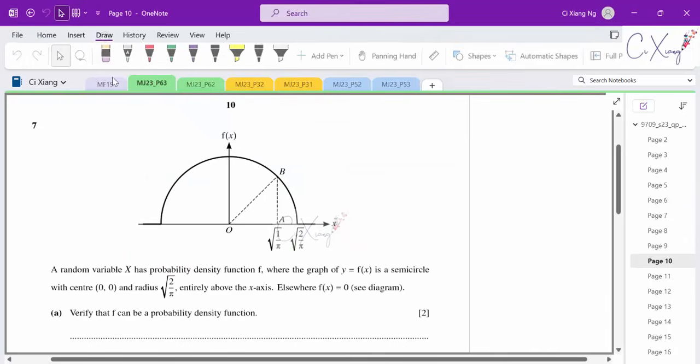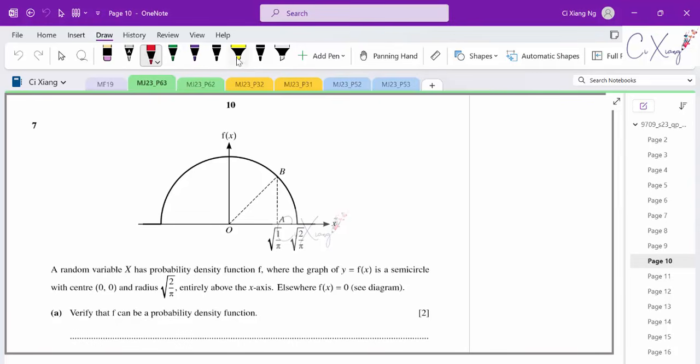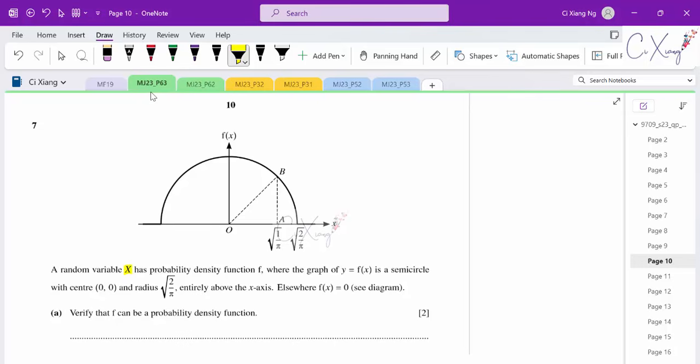Okay, so we are now at question number 7. We are given a random variable X that has the probability density function f. The graph is shown as a semicircle with center (0, 0). You can see that this is a semicircle in the diagram. The center is this point (0, 0), and the radius is square root of 2 over pi, entirely above the x-axis, while elsewhere f(x) equals 0. So the diagram represents the whole curve of the function f(x).